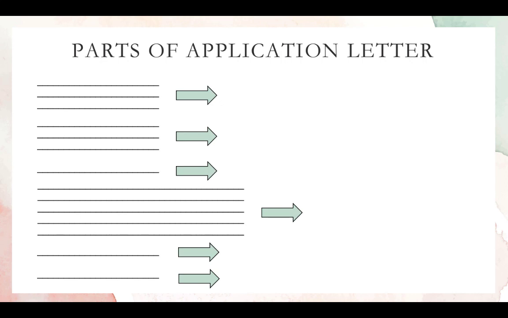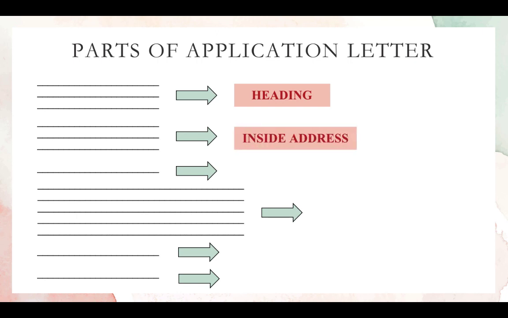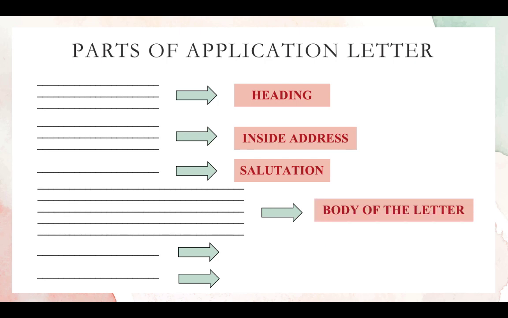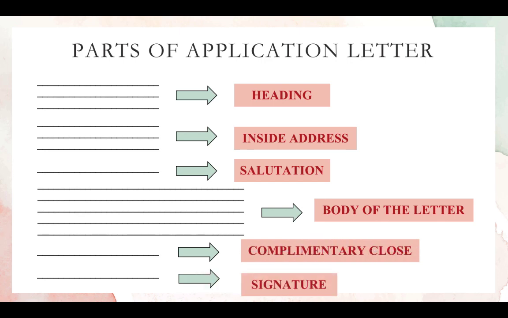Totally, an application letter contains the following 6 parts, which are 1. Heading, 2. Inside address, 3. Salutation, 4. Body of the letter, 5. Complimentary clause, and 6. Signature. These 6 parts are indispensable and lead us to figure out how to write properly.